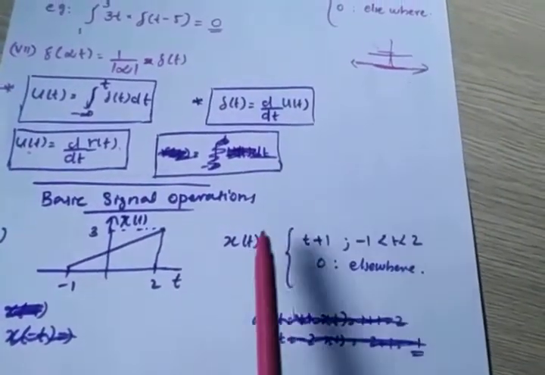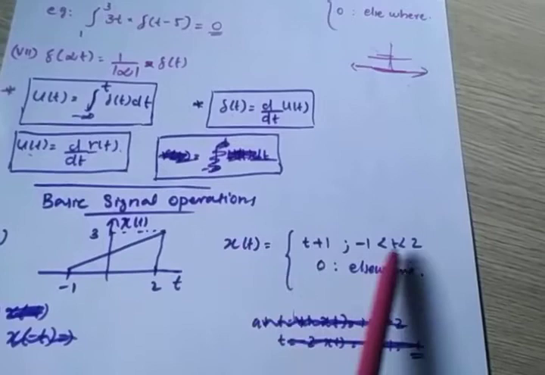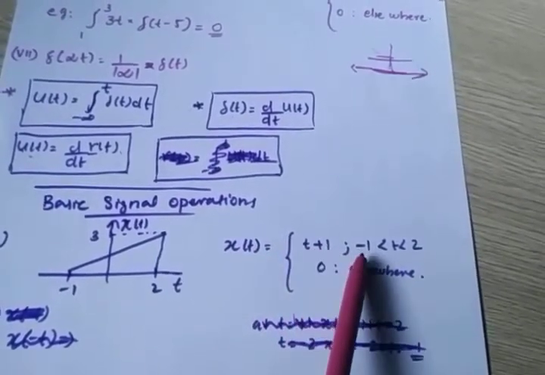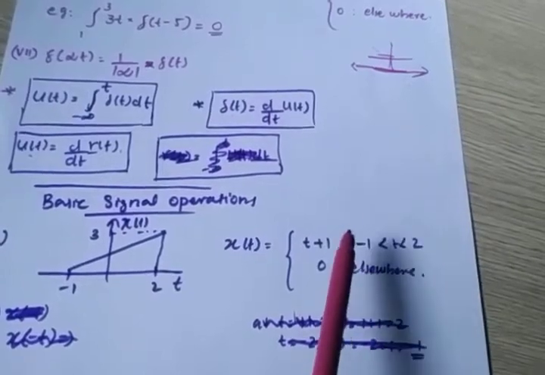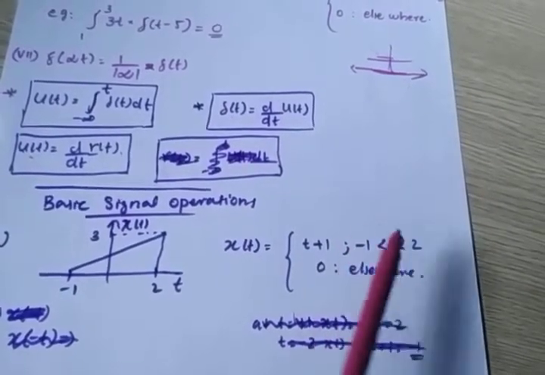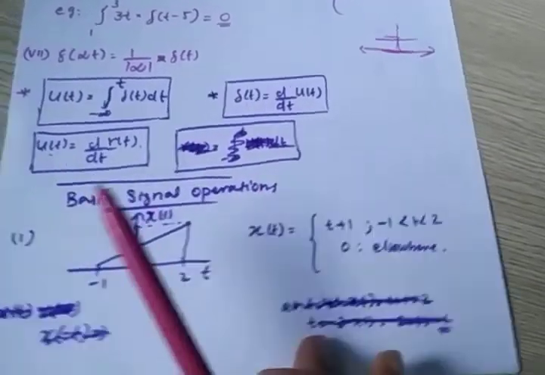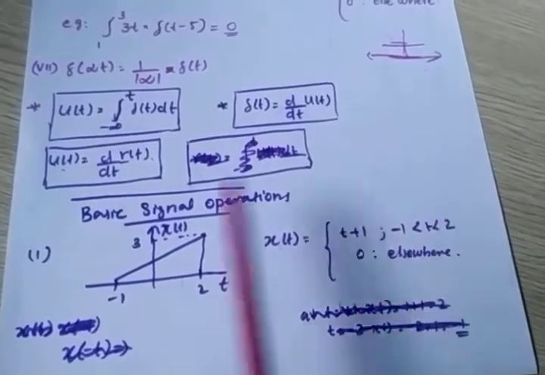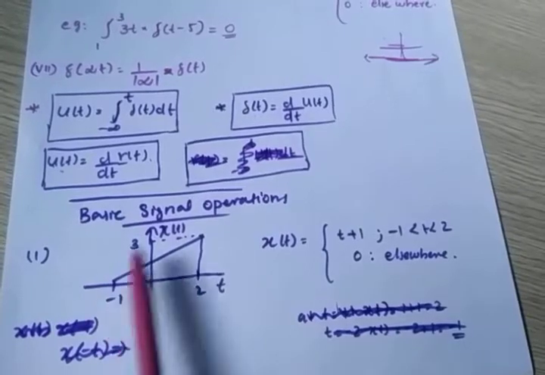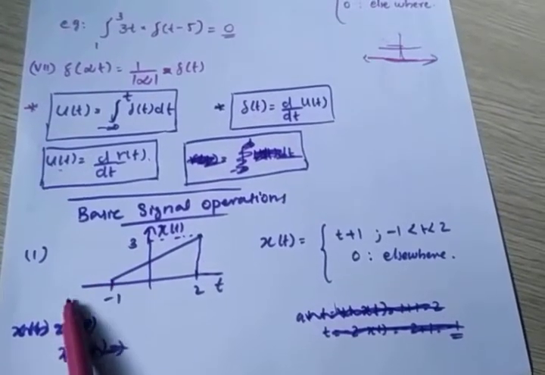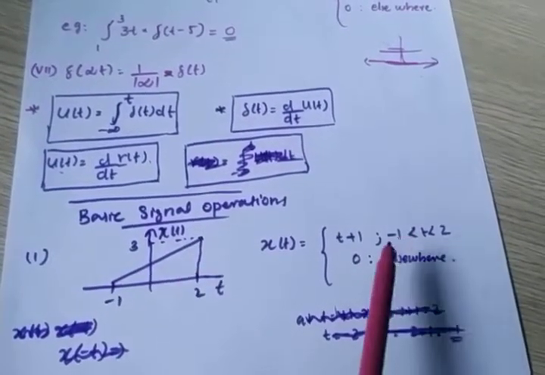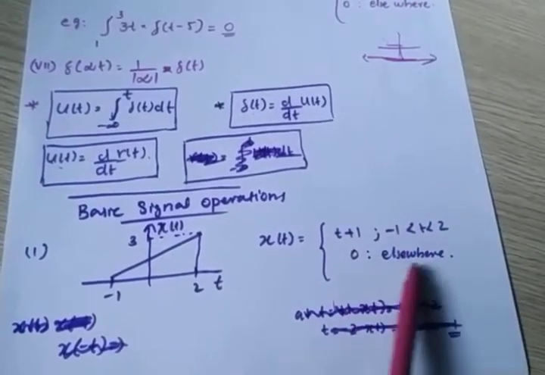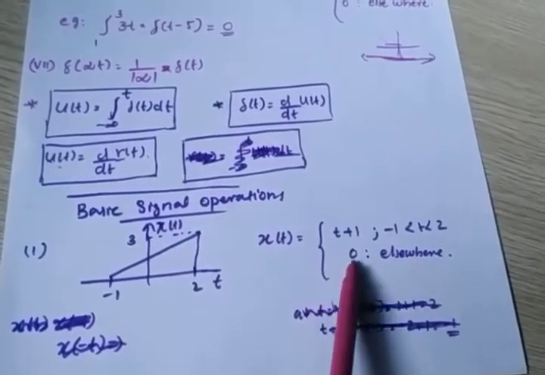Look here, x of t. This signal is defined mathematically like this: x of t equals t plus 1 for t between -1 and 2, and 0 elsewhere. Is it correct? For -1 to 2, a signal exists. Below -1 and above 2, no signal, right? That means only from -1 to 2 it has value. Otherwise, at all other time values, amplitude is 0.